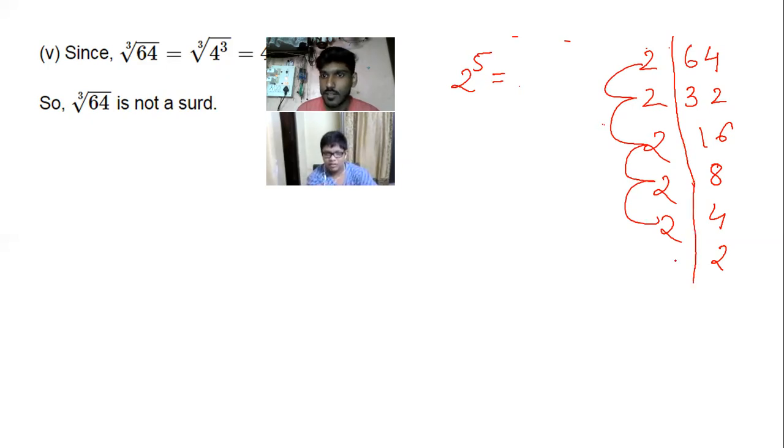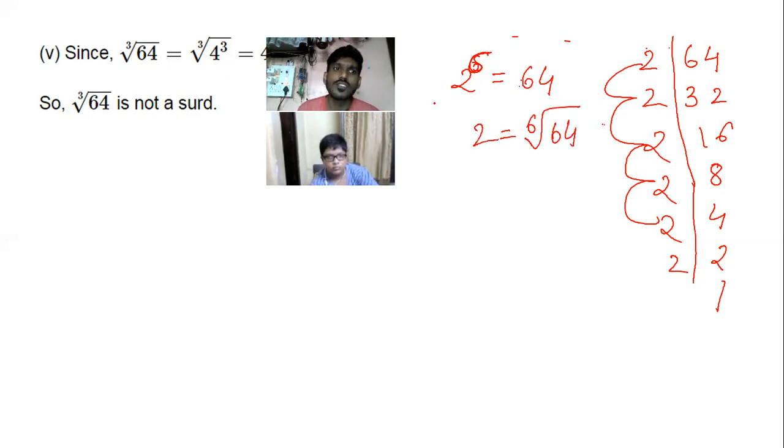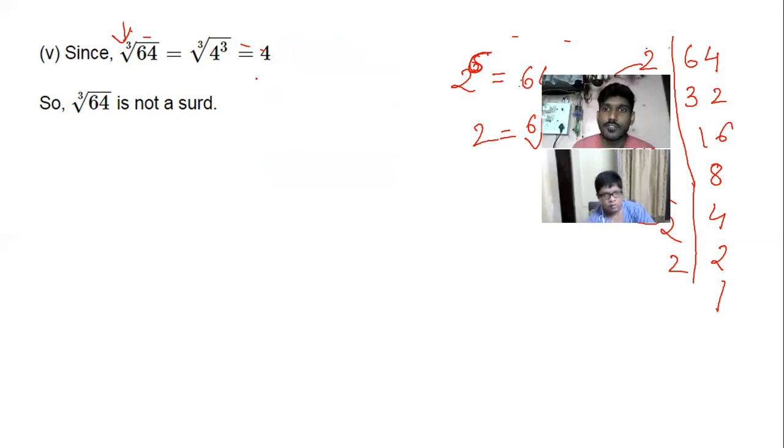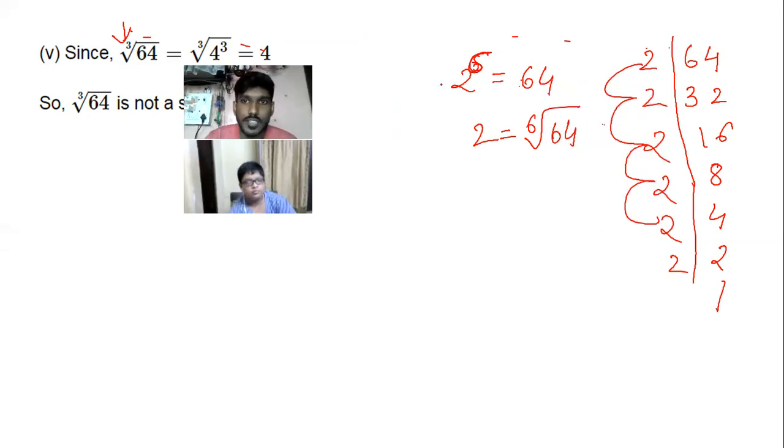Okay, one I missed. So 2 raised to 6 is 64. That means the 6th root of 64 is 2. But in the question, it is said cube root. So for that, we'll have to take some other number.